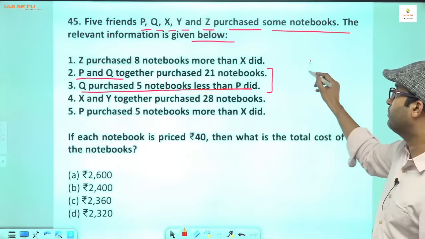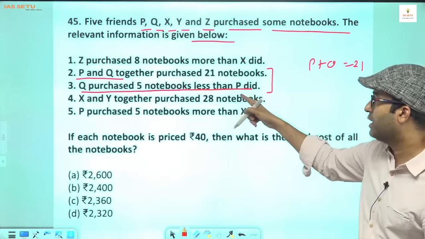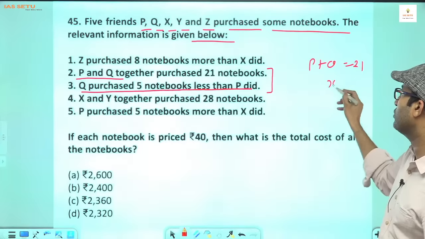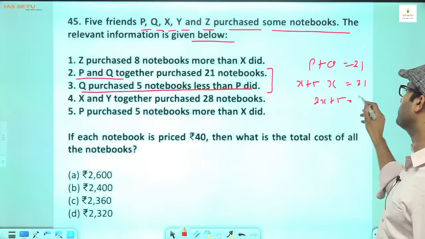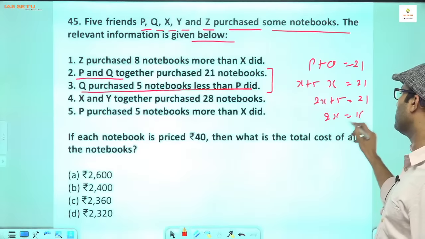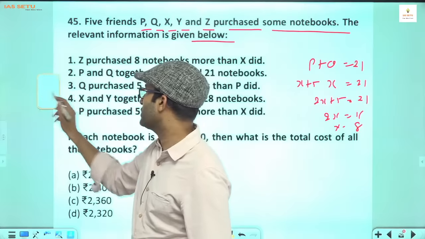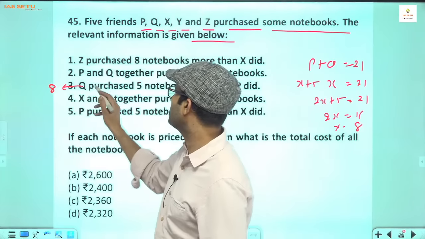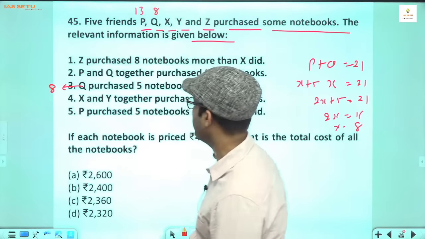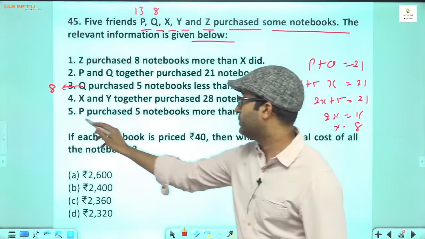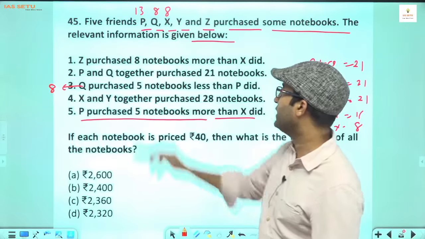So P plus Q is 21. Q is less than P by 5. If you take Q as x, then x plus x plus 5 equals 21, 2x plus 5 is 21, 2x is 16, the value of x will be 8. So it means Q has purchased 8, P has purchased 13. P purchased 5 notebooks more than X, so it means X also purchased 8.